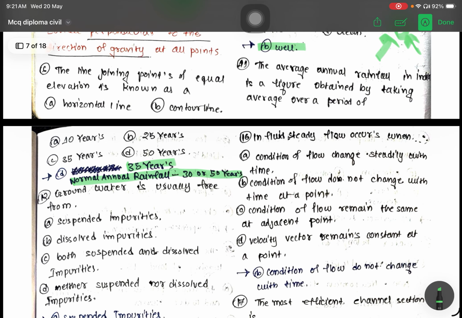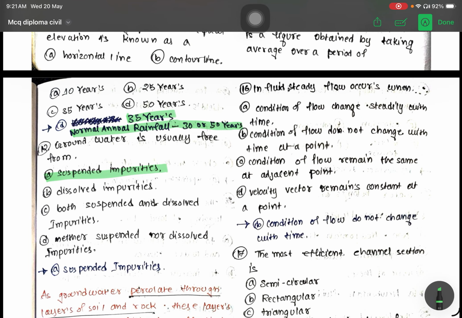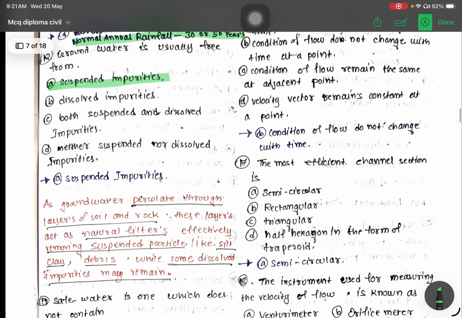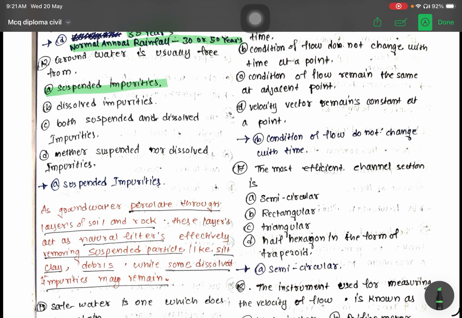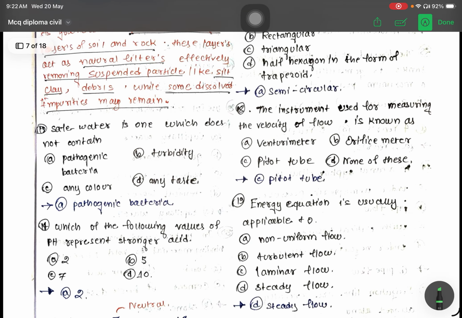Groundwater is usually free from suspended impurities because filtration takes place between the soil particles. As groundwater percolates through layers of soil and rock, these layers act as a natural filter, effectively removing suspended particles like silt, clay, and debris, while some dissolved impurities may remain. Safe water is water which does not contain pathogenic bacteria.